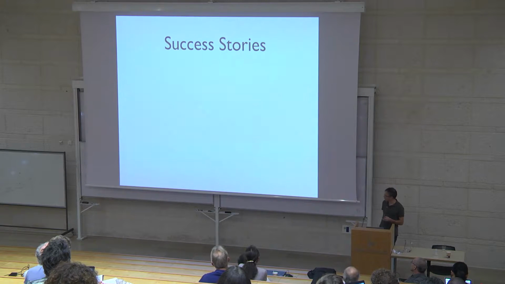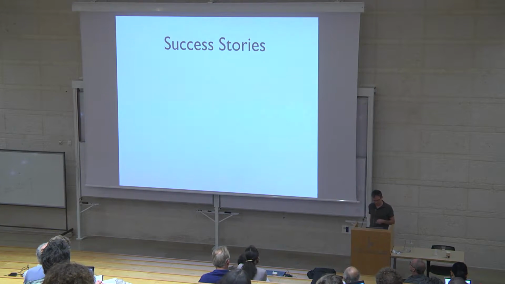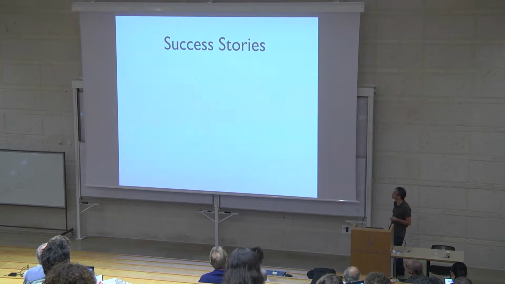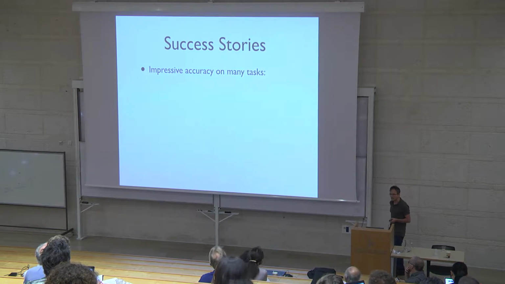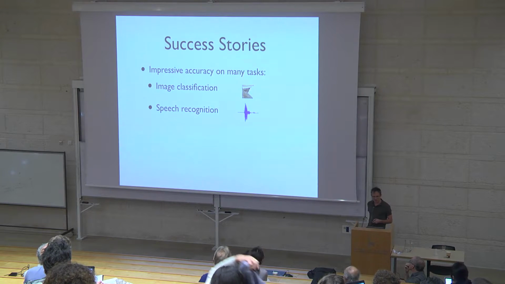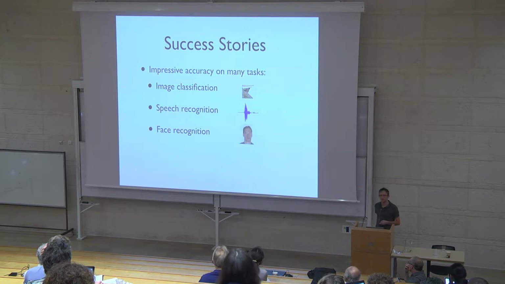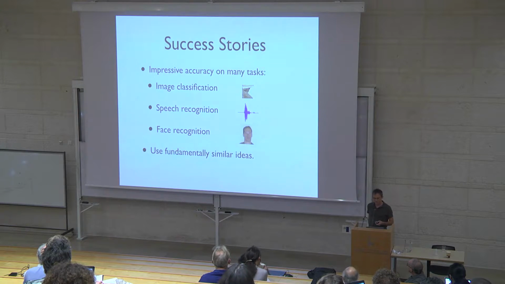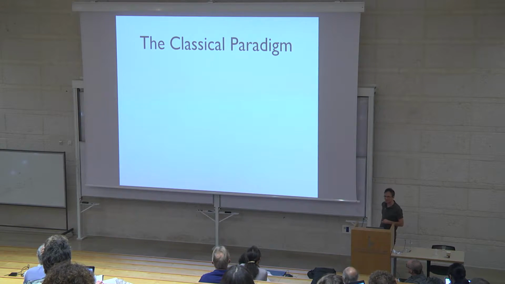And over the last 5 to 10 years, we've seen tremendous improvement in the accuracy of these systems, with many success stories like image classification or categorization. So say what's in this image, it's a quail. Speech recognition, face recognition, etc. Really a drastic improvement in accuracy. And all these systems and many others use basically similar fundamental ideas, which I'll describe in this classical paradigm slide.